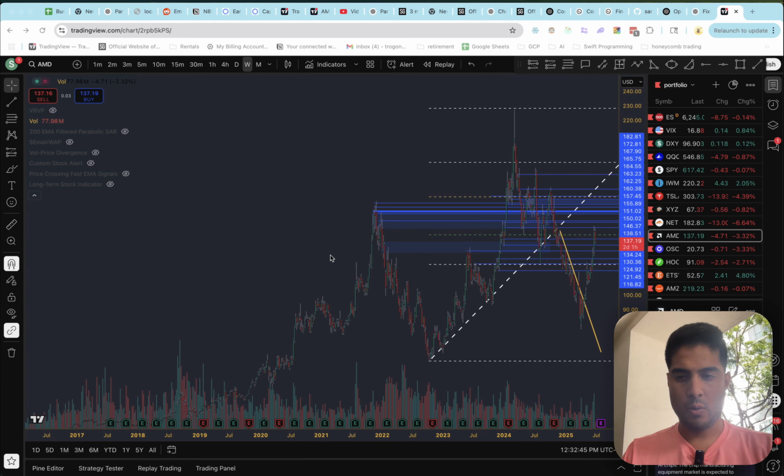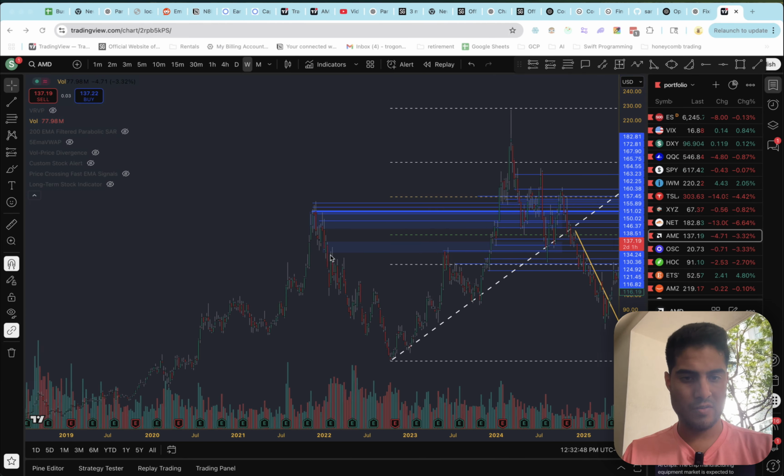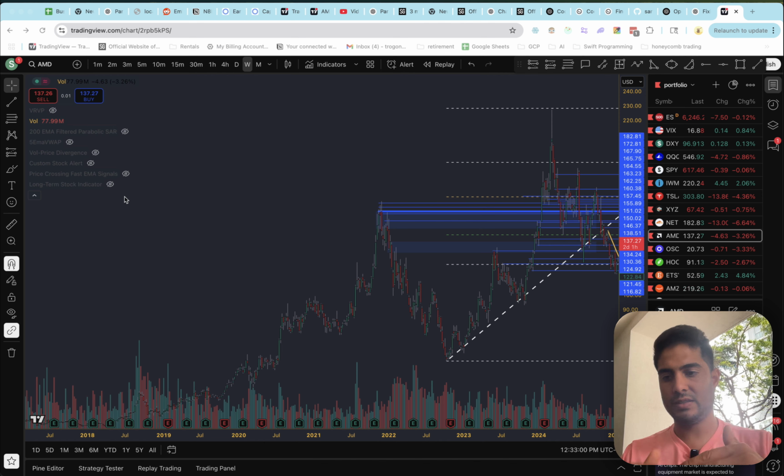Hey everybody, so I wanted to do a second demo of my Parabolic Stock Trading Indicator. Essentially, what this does is catch stocks that are in a parabolic state. So what you want to do is figure out what base they're in and when you should go in, right? You don't want to be in the later stages of a parabolic move.